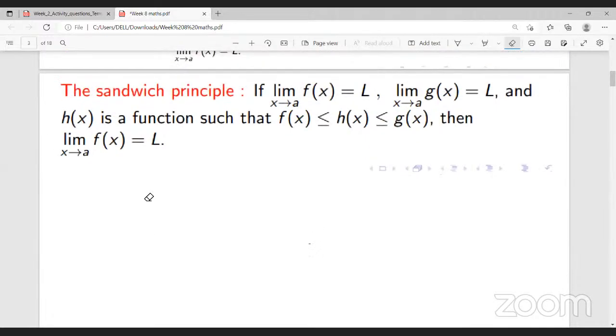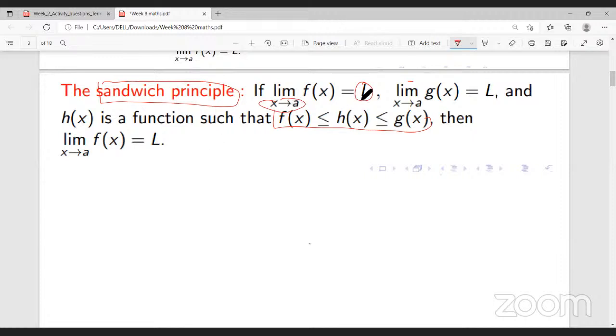Now there's one important principle, the sandwich principle. What does it say? Say there is a function f of x, and the limit as x tends to a gives the value L. And for another function g of x, the limit as x tends to a gives the same value L. If h of x is a function such that it lies between g of x and f of x, then I can say that the limit of h of x as x tends to a equals L, right?